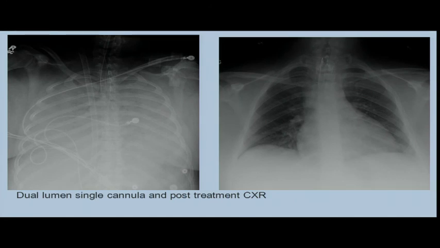Another patient with a single lumen cannula, and we can see from the post-treatment chest X-ray that this is very effective in treating this patient. Nobody will actually believe that this patient had this kind of lung, seeing the post-treatment chest X-ray.